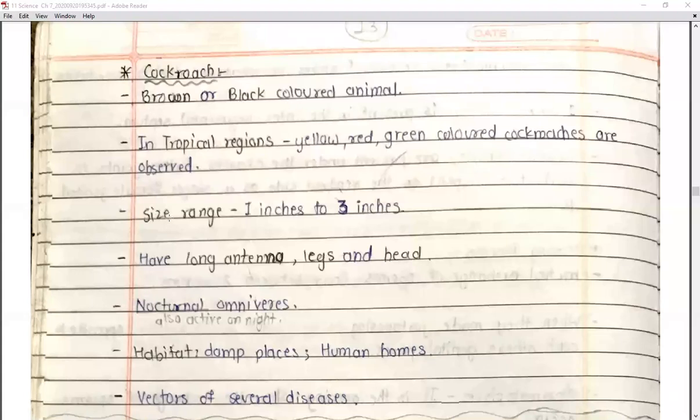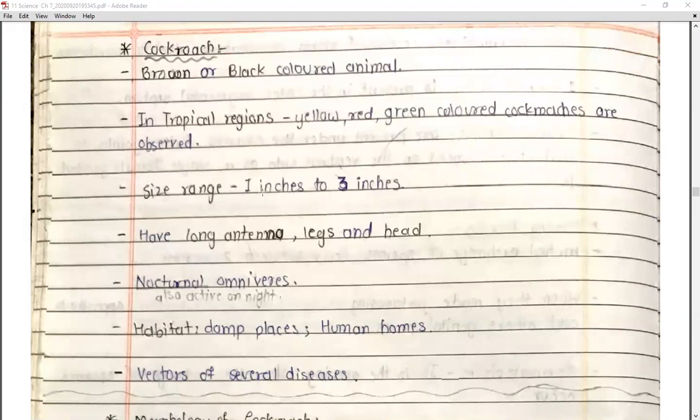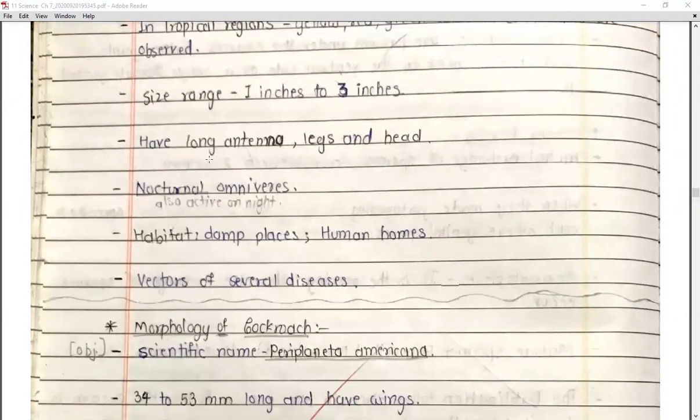The size of the cockroach ranges from 1 inch to 3 inches, right? They have a long antenna, legs and head. They possess antennae, which are the sensory organs. Then they possess legs for locomotion, and they possess the head, which is going to have the brain or the nervous system, which is going to give the responses.